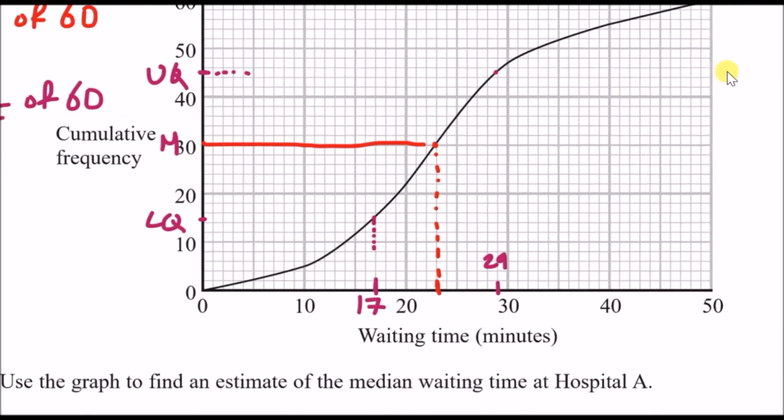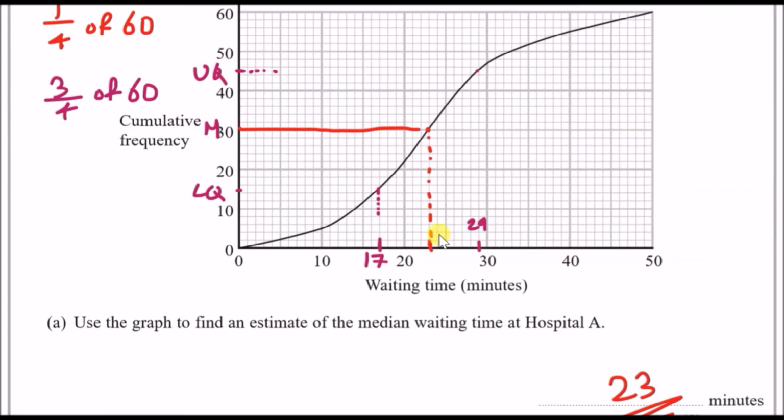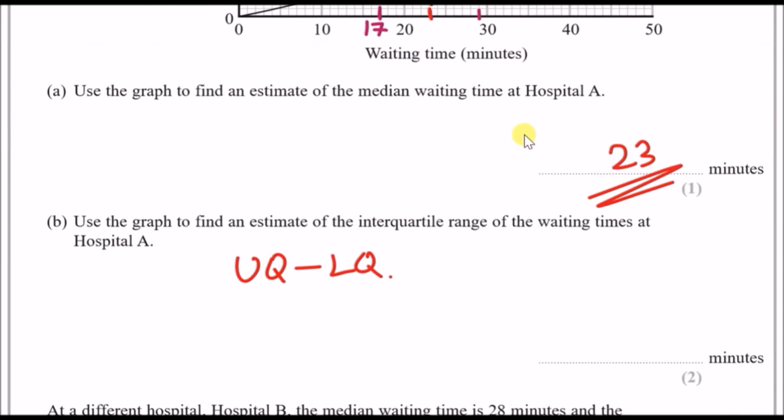So therefore, guys, the interquartile range is the difference between 29 and 17. So you're working out 29 minus 17.